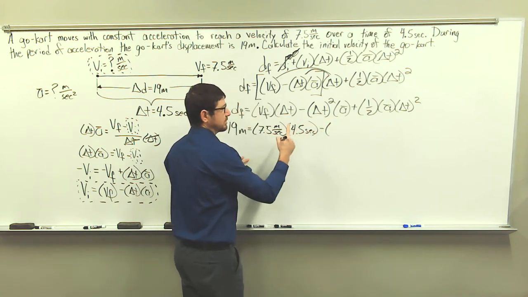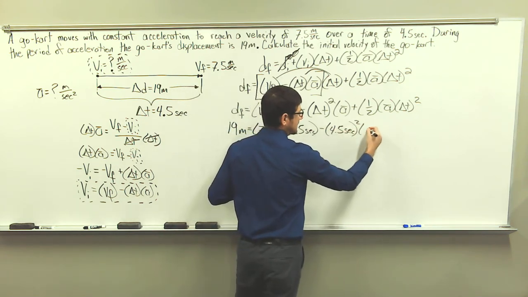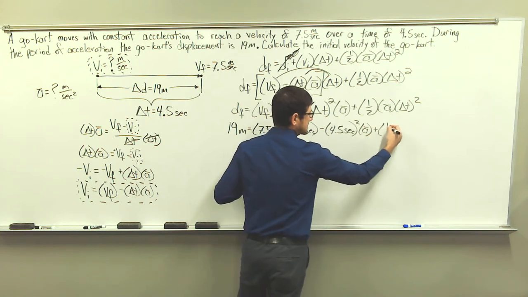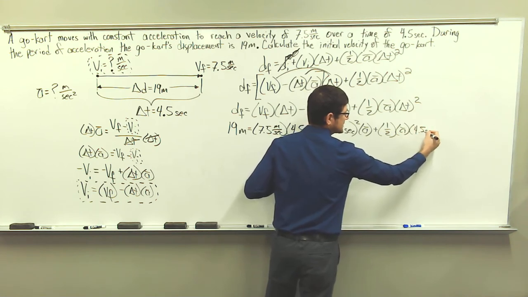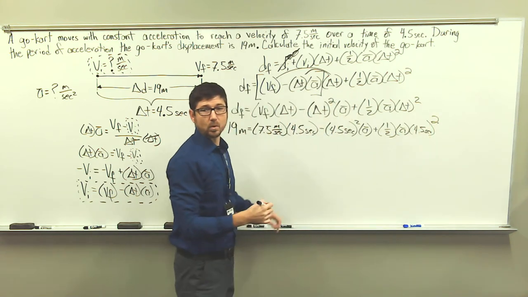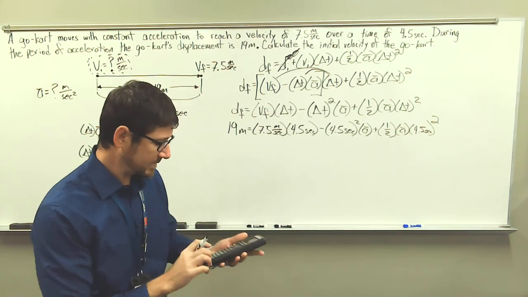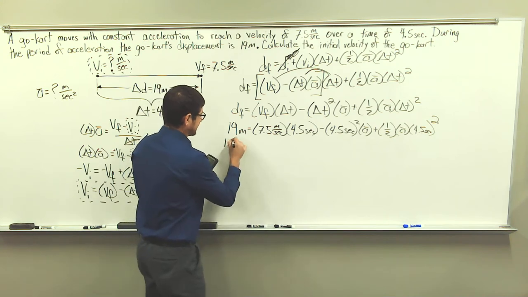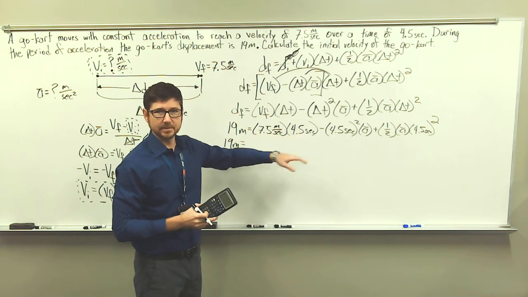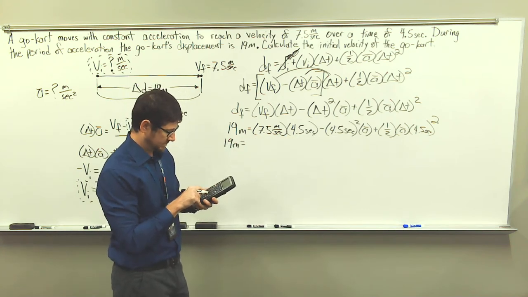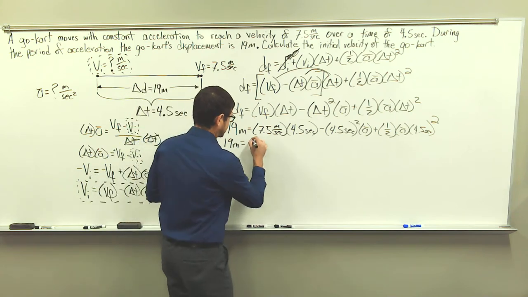minus our time interval squared, so 4.5 seconds. We're going to square that times our acceleration, plus 1/2 times acceleration times 4.5 seconds, and we're going to square that, okay? So what we need to do is grab our calculator. So 19 meters is equal to, so I have 7.5 times 4.5. I get 33.75.